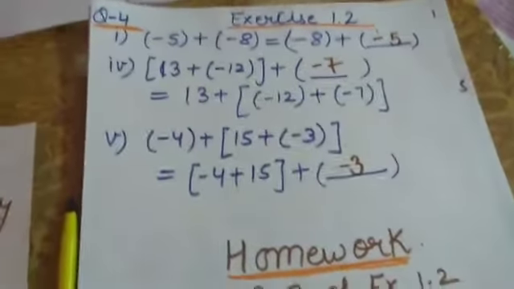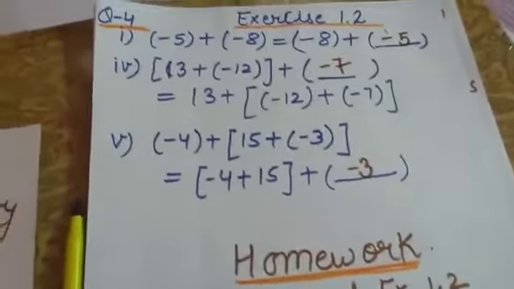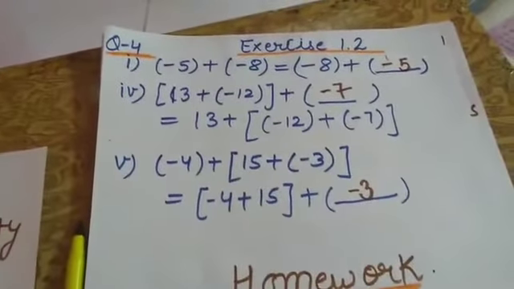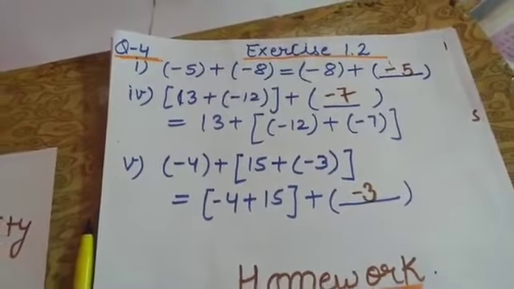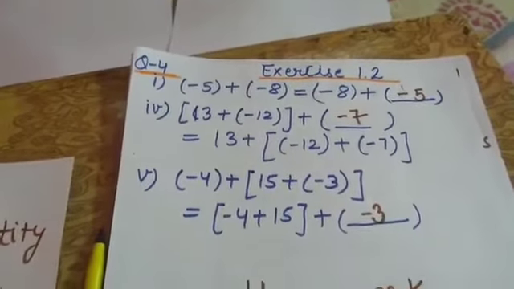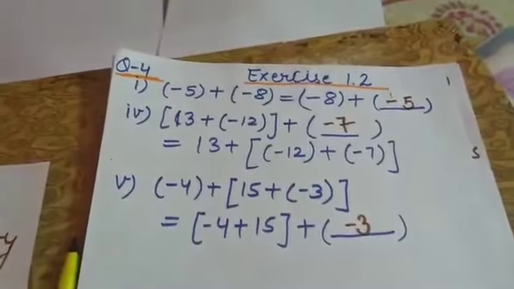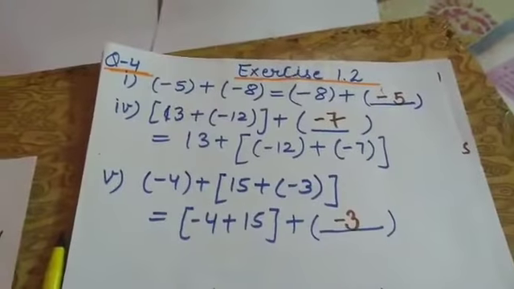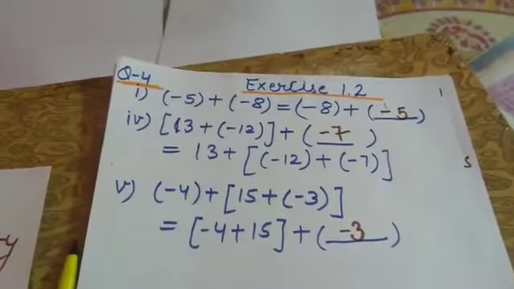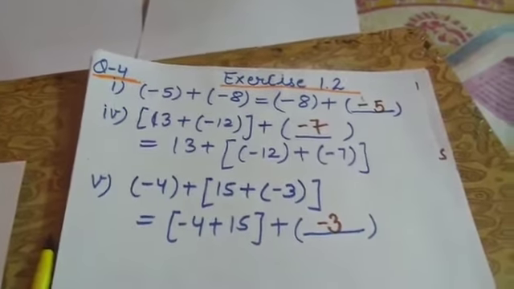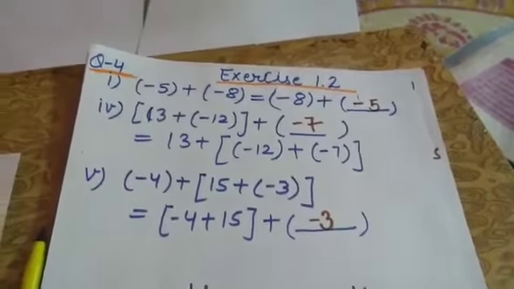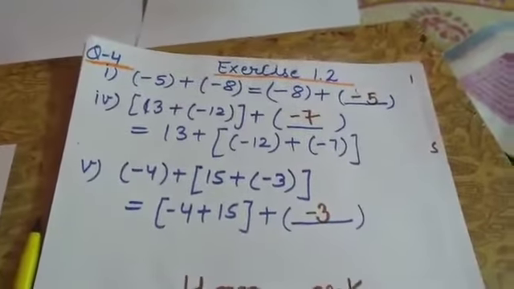Second, now I am taking the 4th part. I am taking the difficult parts here. 13 plus (-12) in brackets, plus a blank, equals 13 plus -12 plus -7. We can observe that there is a bracket on the first two terms on the LHS and there is also a bracket on the last two terms on the RHS. Now we compare the properties with this equation. We come to know that here there is a use of the associative property.